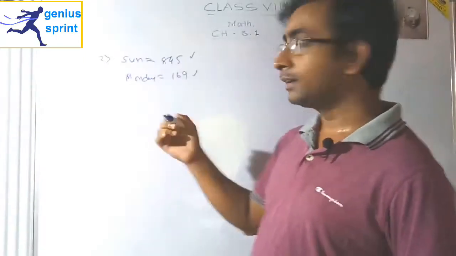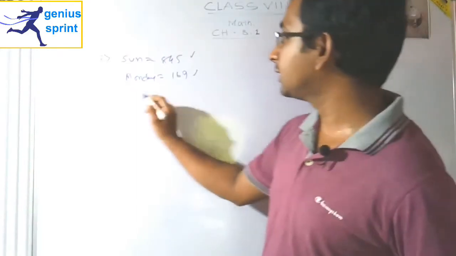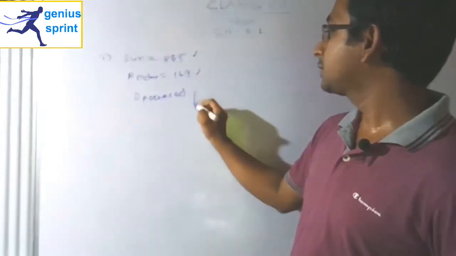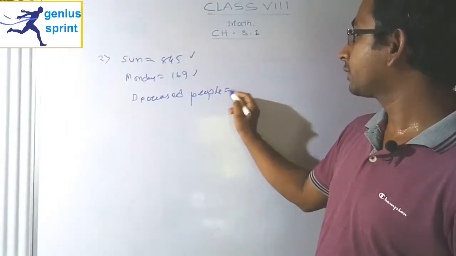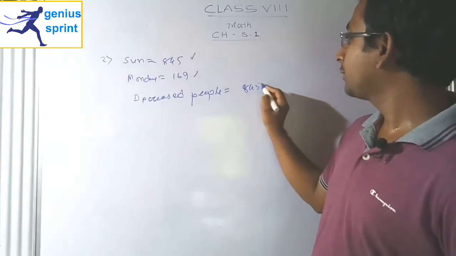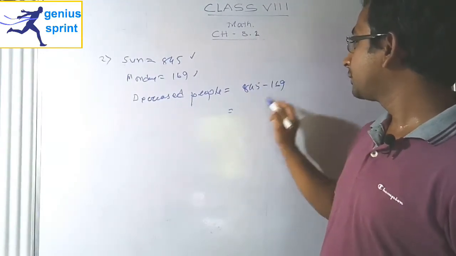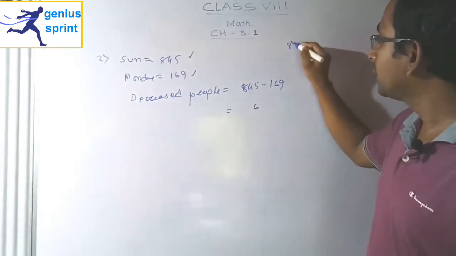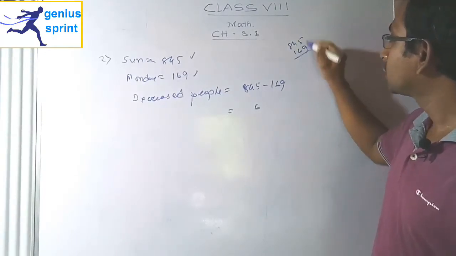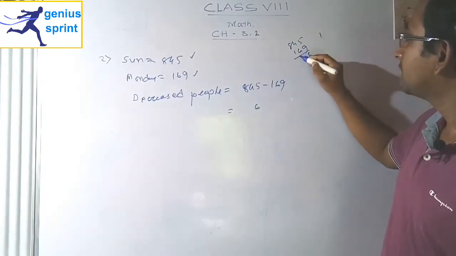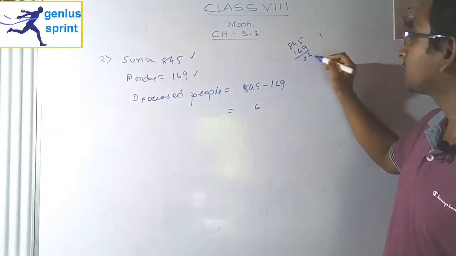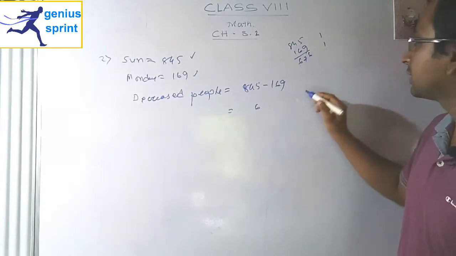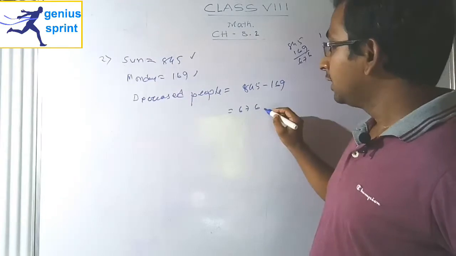So here, first of all, we have to find how many people have been decreased. Decreased people is equal to 845 minus 169. So 15 minus 9 becomes 6, carry 1, 6 becomes 7. So 14 minus 7 becomes 7 and again 1. So 1 plus 1 becomes 2, 8 minus 2 becomes 6. So 676. It is the decreased people.